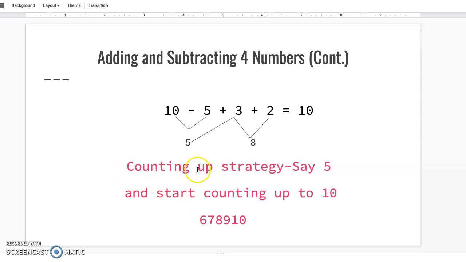So if you want to use that counting up strategy with the subtraction, it's a very easy way to do that. You don't have to. You can put up 10 fingers and take away 5, but I just think the counting up strategy is a little easier.